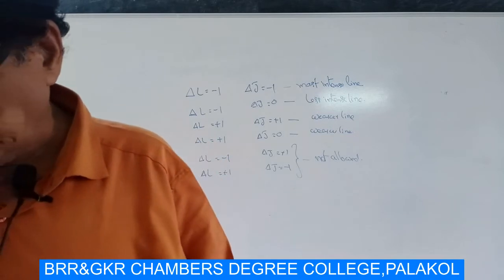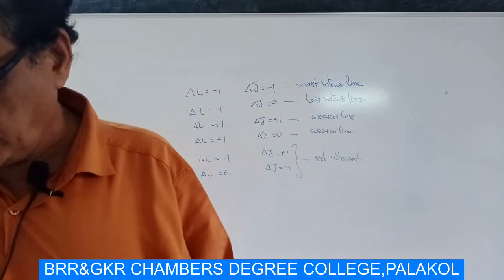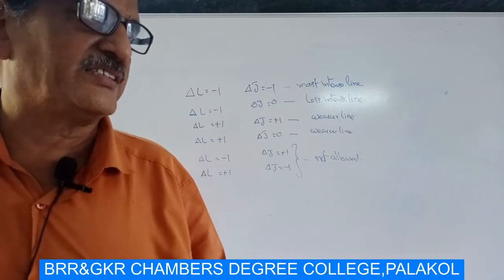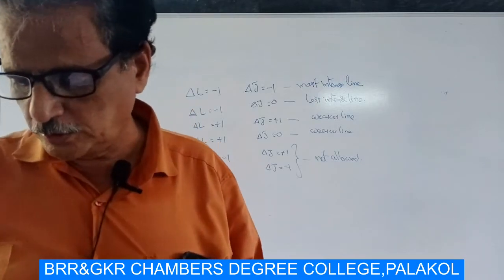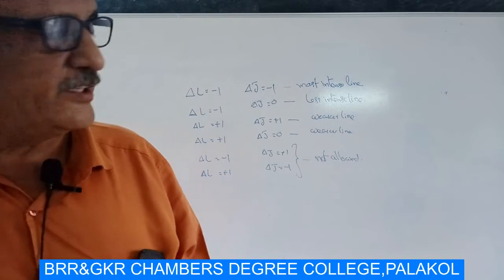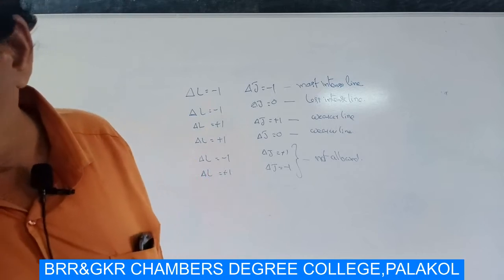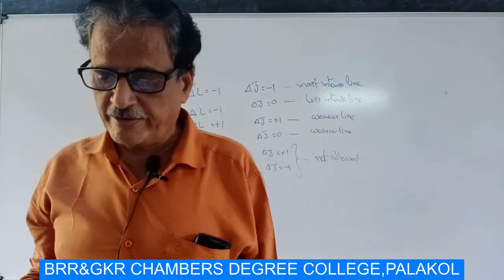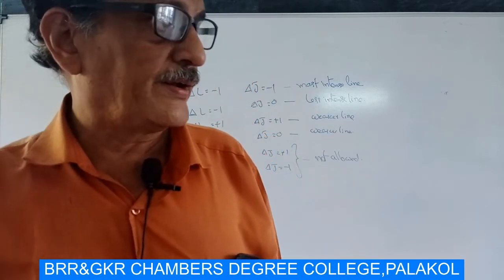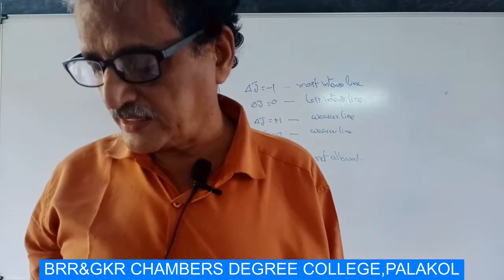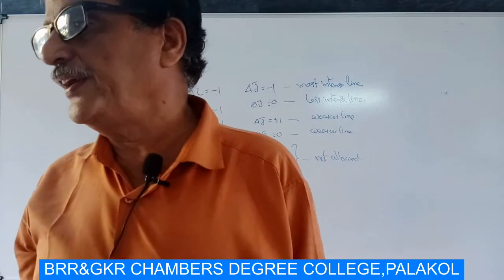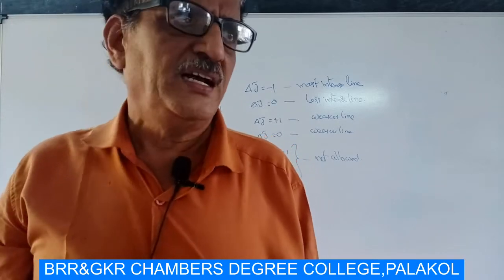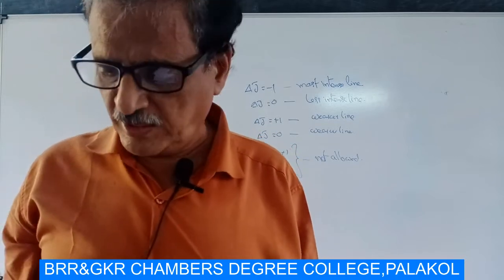In this way, the intensity of the transition depends upon the change in L value and J value, as shown on the board. So these are all the intensity rules. The advantage of this is we have successfully explained the reason for different intensities with the help of intensity rules, and also the reason for the definite number of spectral lines with the help of selection rules.